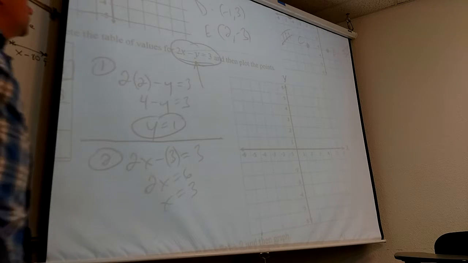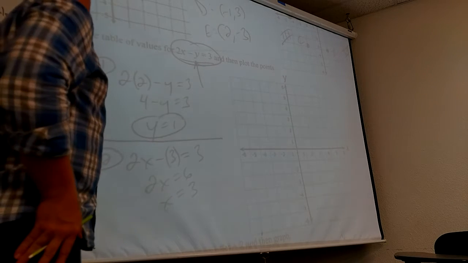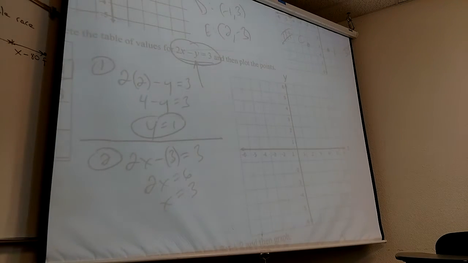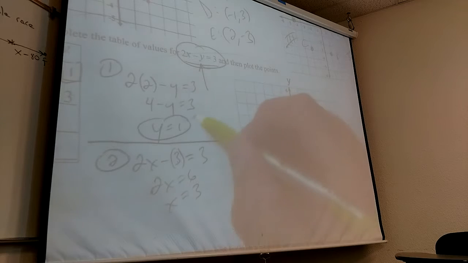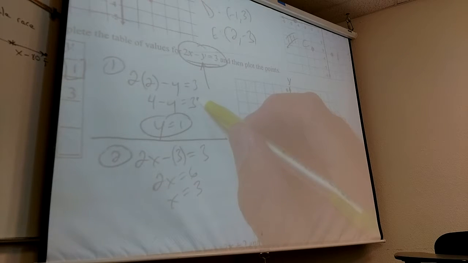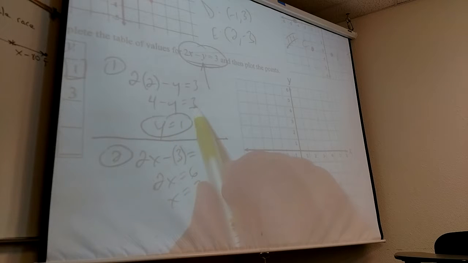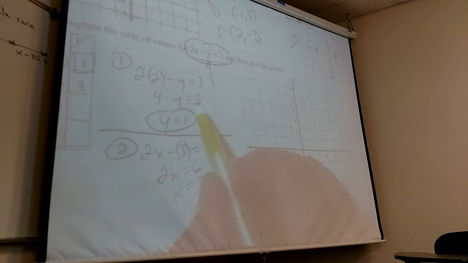Why does the negative just disappear? Well, you got 2 times 2. Oh, okay, I skipped a little step. Look here. There are steps to solving this. But can you guys see what this equation right here says? 4 minus what is 3? So how did I solve it? Well, 4 minus what is 3? Not negative 1. 4 minus 1. So the answer is 1.